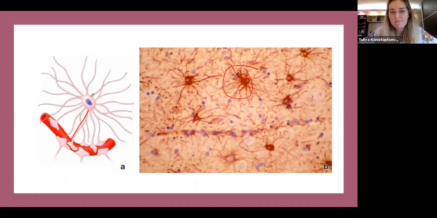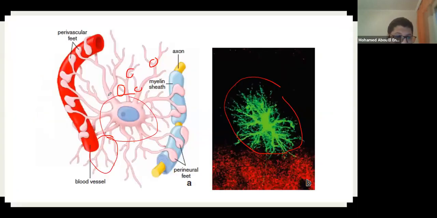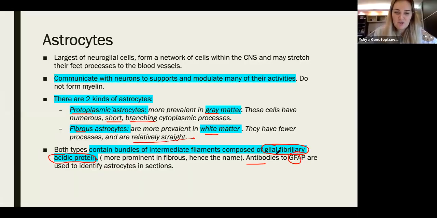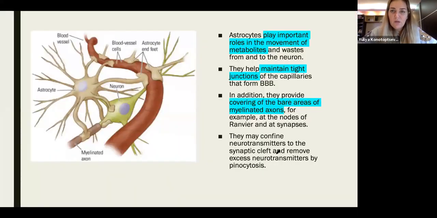Okay, what does it contain? Fibers, what does it contain? The acidic. Yes, so this acidic thingy, the GFAP, glial fibrillary acidic protein, which is an intermediate filament class 3 again. So we have said that astrocytes, BBB, right? They play a super important role in movement of metabolites, so you can see that their foot processes are always on the top of the blood vessel.